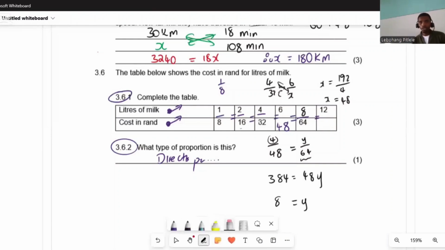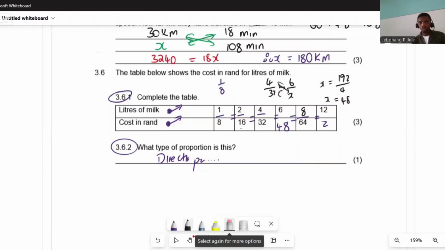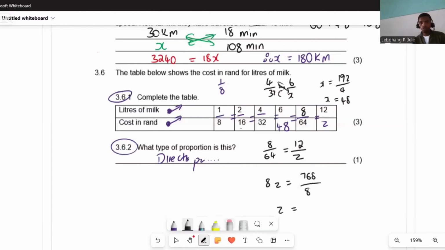And then lastly, we are at z. For z, we are now going to have 8 over 64 is equal to 12 over z. Cross multiply again. 8z is equal to 64 times 12. How much is that? 768. We divide it by 8. z is equal to 96. Then we are good.